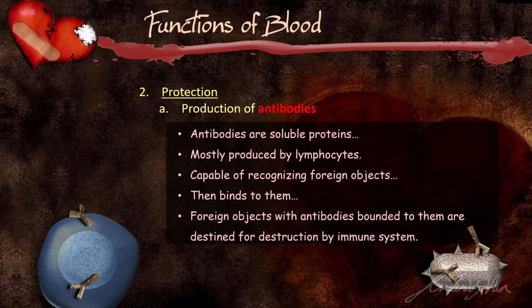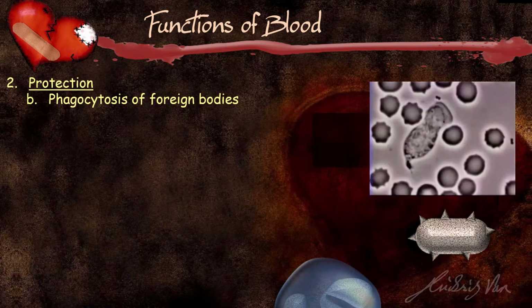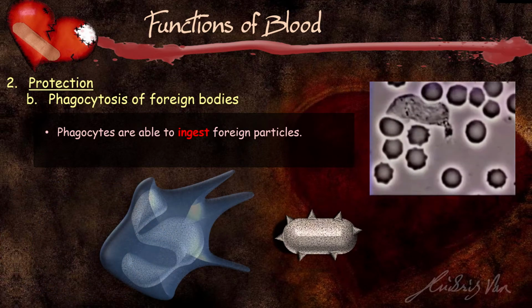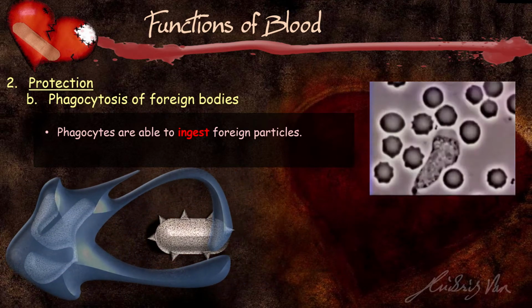So antibodies are capable of recognizing foreign objects. They bind onto them. And because these antibodies are on the surface of the foreign object, another type of white blood cell will come over. The antibodies on the foreign object will help the white blood cell identify the foreign object, and the white blood cell will consume it and destroy the invading organism. And this process is known as phagocytosis. Phagocytosis is performed by phagocytes which ingest foreign particles.